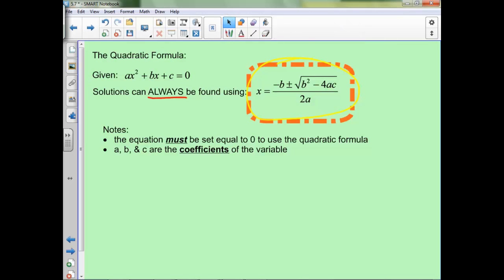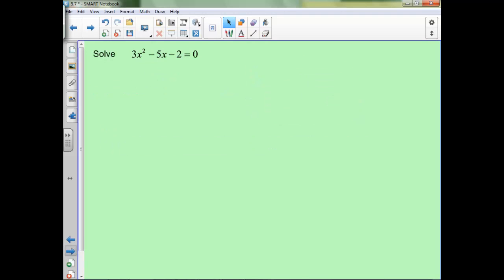Couple things to take notice of. Your equation has to be equal to 0 before we use the quadratic formula. And the a, b, and c are your coefficients of the variable. Notice a is the x squared term, b is with the x, and c doesn't have the variable. So now we're going to solve this equation using our quadratic formula. We're going to start with figuring out what a, b, and c are.